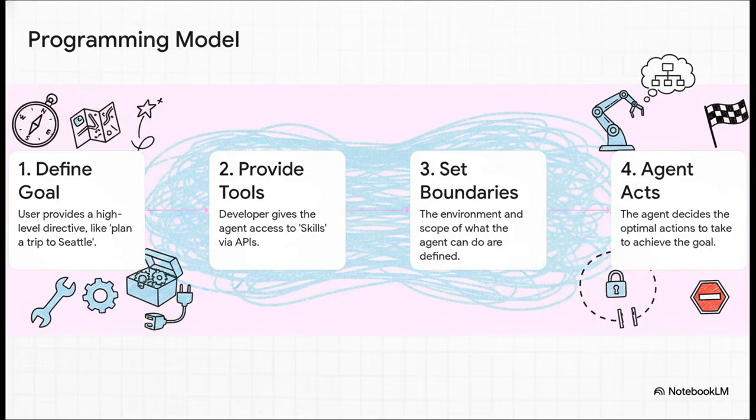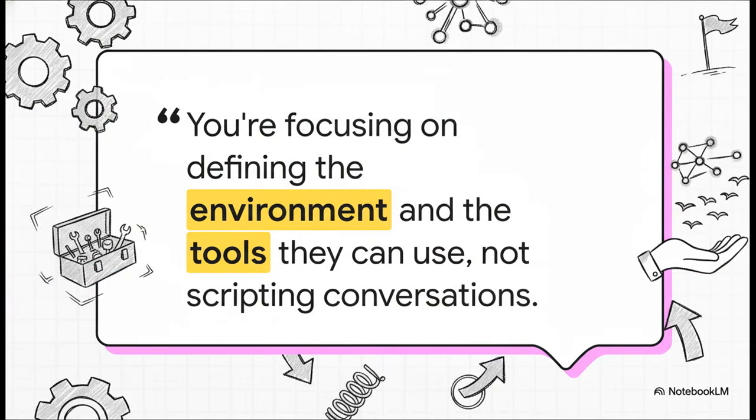And this, of course, leads to a whole new development paradigm. Instead of writing imperative code that dictates every single step, developers are now focusing on declarative programming. You define the agent's goal, you provide it with a set of tools via APIs, and you establish the operational boundaries. The agent then uses its own reasoning engine to figure out the optimal sequence of actions to achieve that goal.